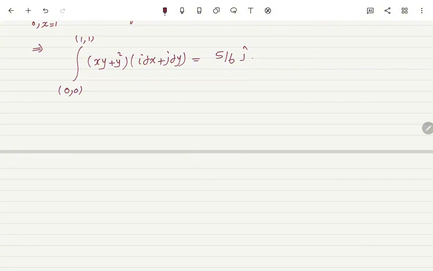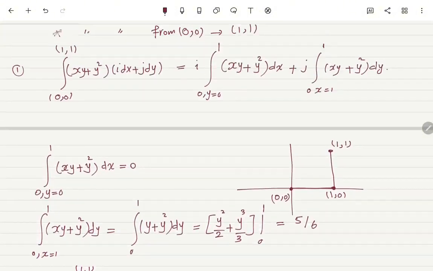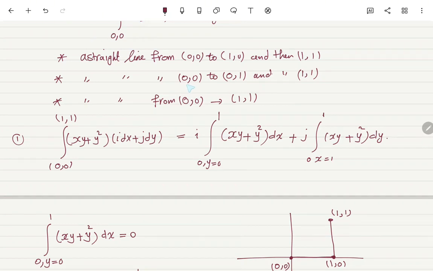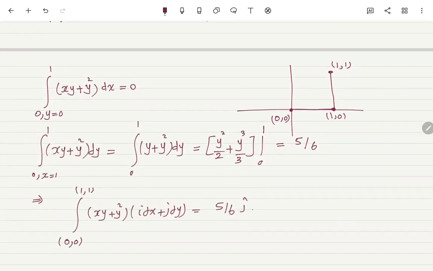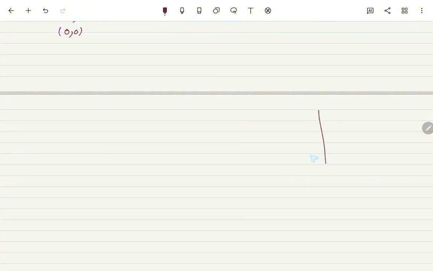Now to find the integral along the path, this one right here, 0 0 to 0 1 and 1 1. Now a quick sketch here. Here are the coordinates, this one here. This is 0 0, 0 1 and 1 1. In this case here, x equal 0 and y in this case equal to 1, 0 1 right here.